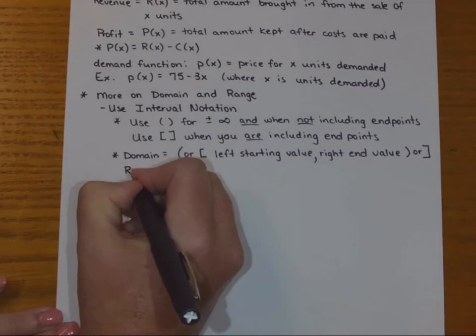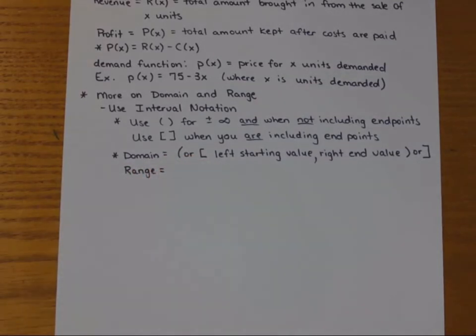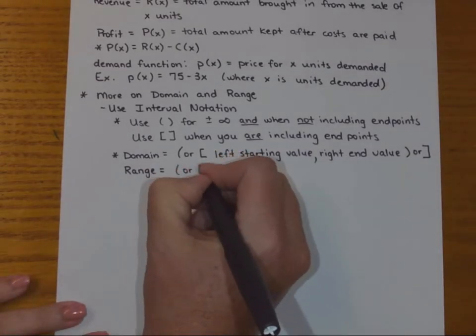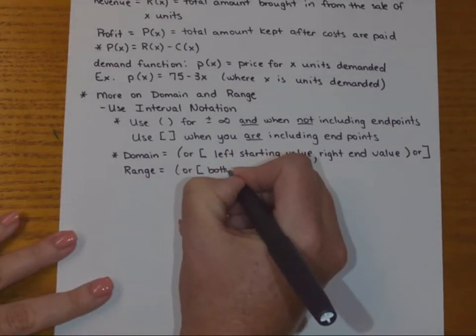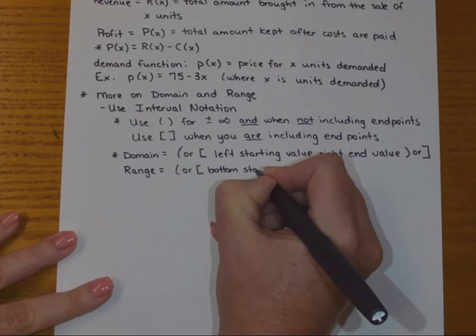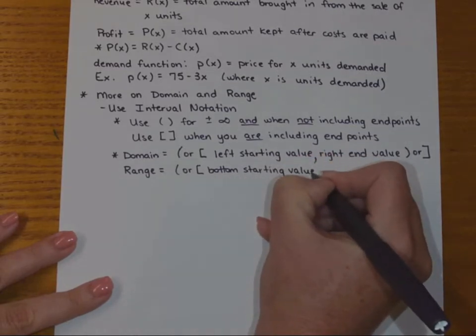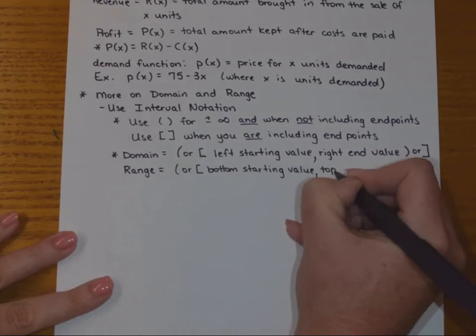The range, on the other hand, is the vertical axis. It's the y values. So we don't care about left to right when we're speaking about the vertical axis. We care about bottom to top. So it's going to be a parenthesis or bracket, and then the bottom starting value, and then a comma, and then the top ending value.